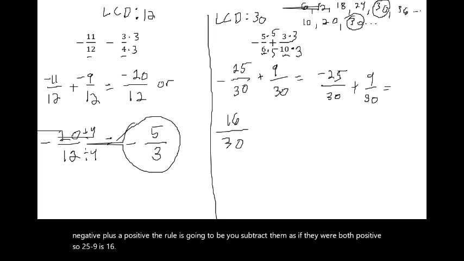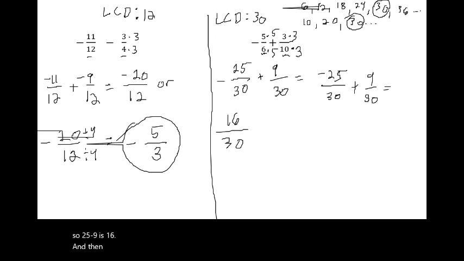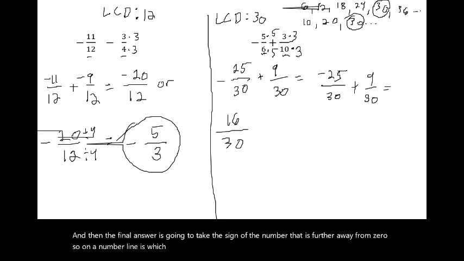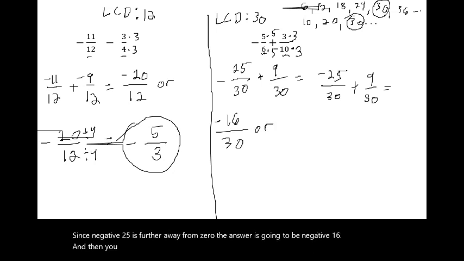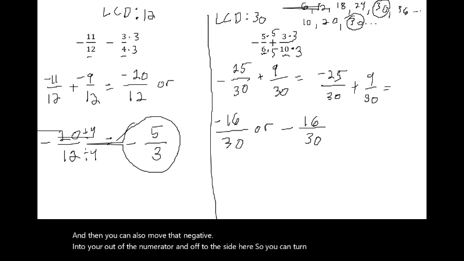And then the final answer is going to take the sign of the number that is further away from 0. So on a number line, which of these is further away from 0? Negative 25 or positive 9? Since negative 25 is further away from 0, the answer is going to be negative 16. And then you can also move that negative out of the numerator and off to the side here. So you can turn this into negative 16 over 30.